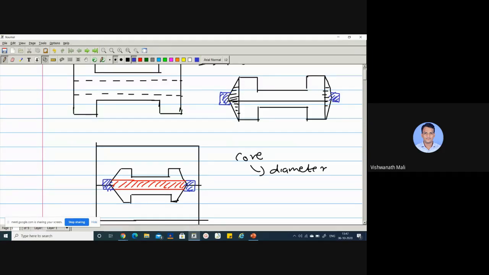Now our pattern shape changes. Why? Due to the core prints. What is a core print? It is the extra projection on the pattern which is used to support the core. Now our core length increases. Again, I will draw the diagram here.